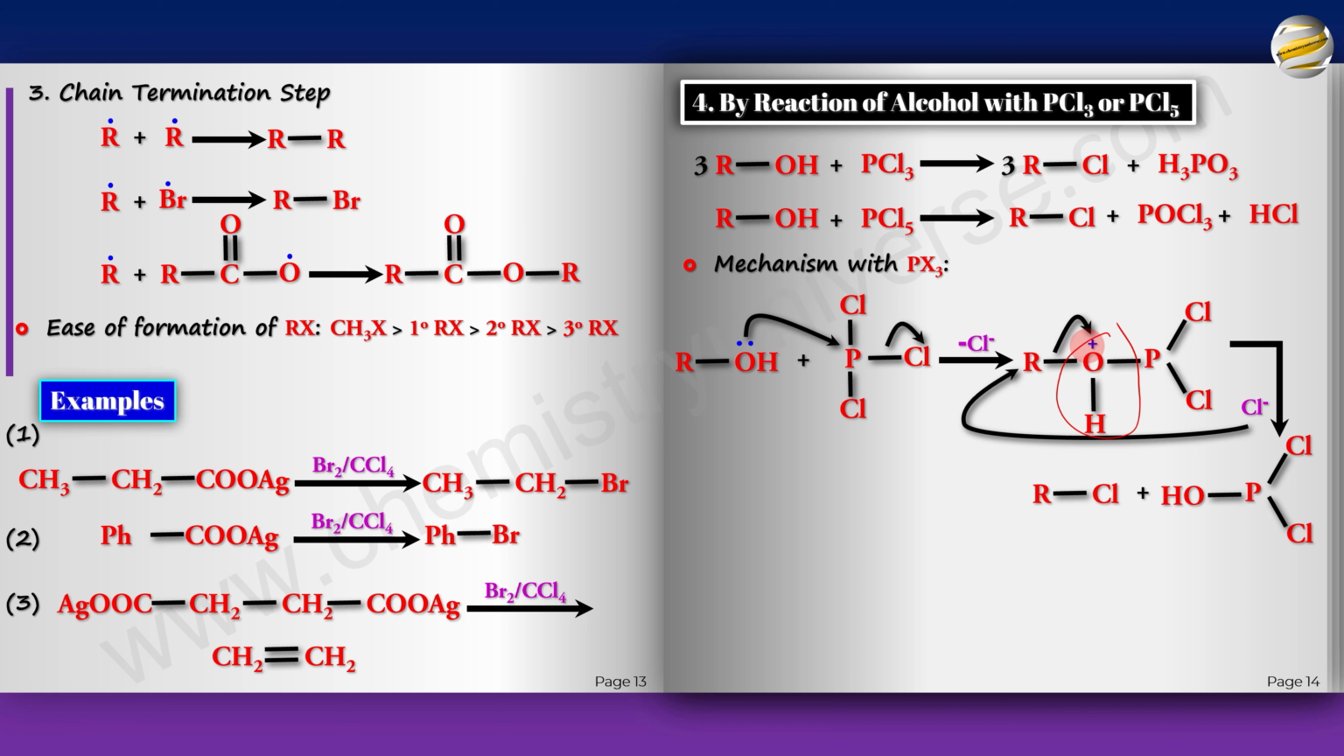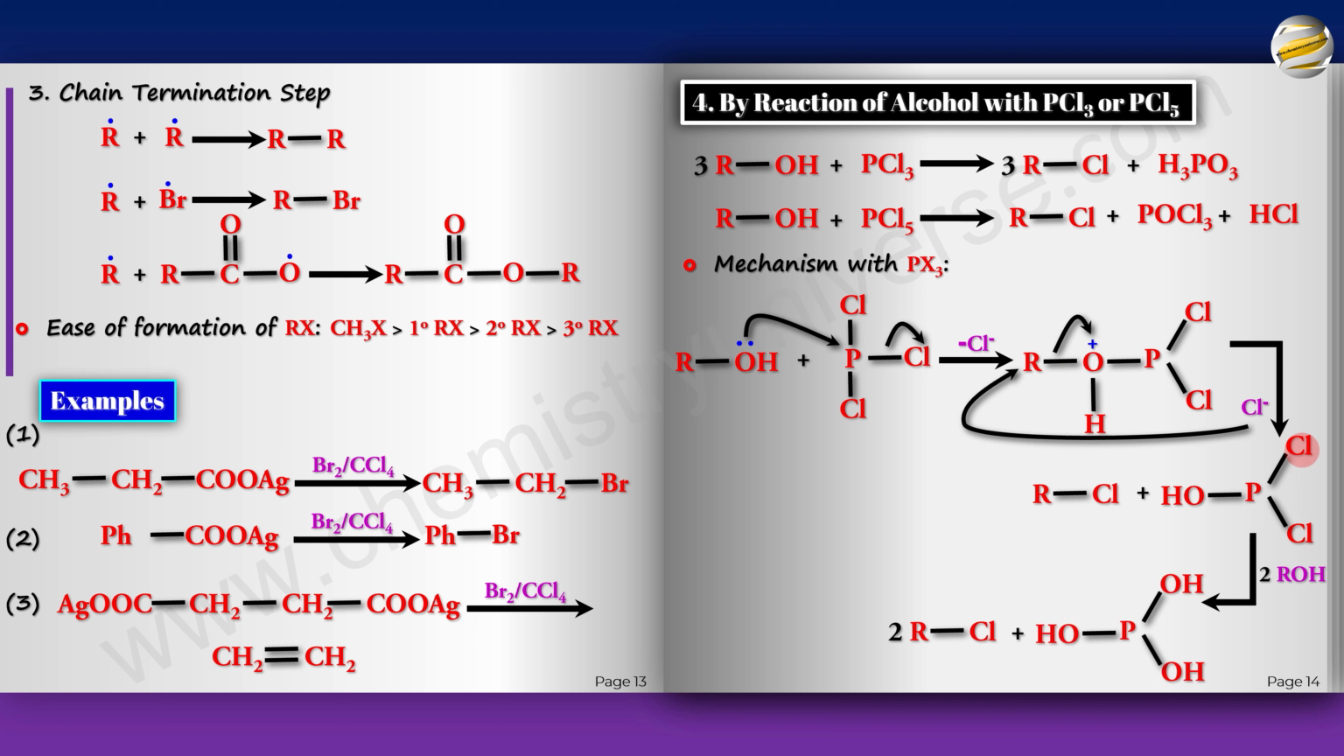Now it has got 2 more Cls left. So you will have 2 more alcohols it can react with. They also will have their OH replaced by Cl just like this one. So you will get 2 RCl and again you will get 2 more OH. So P ends up having 3 OH.